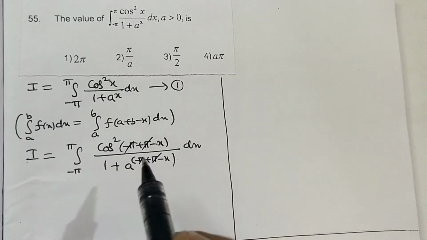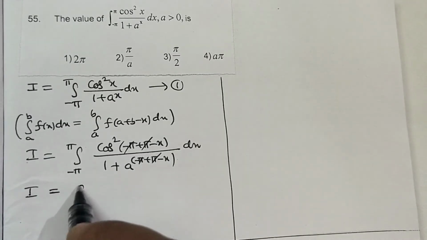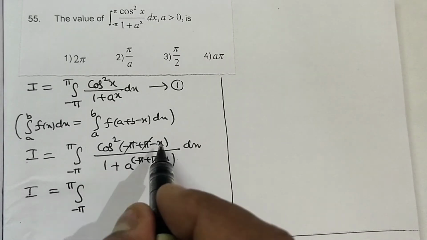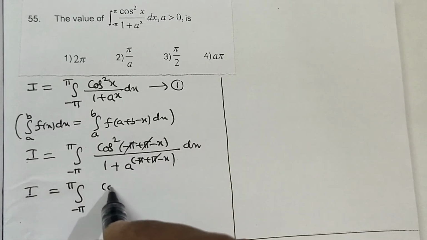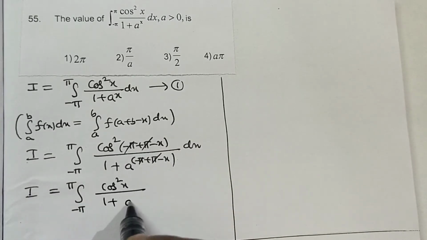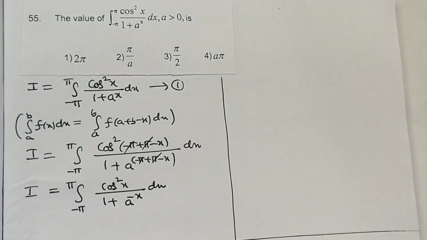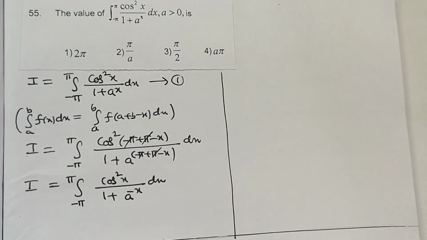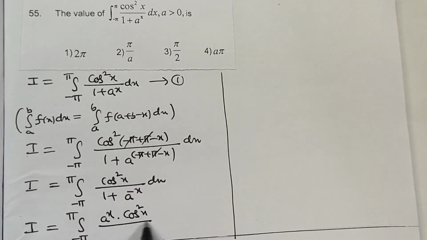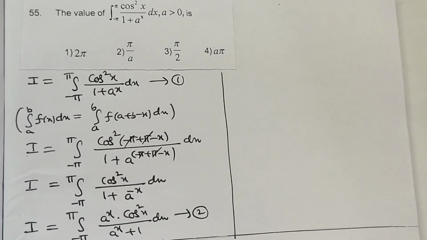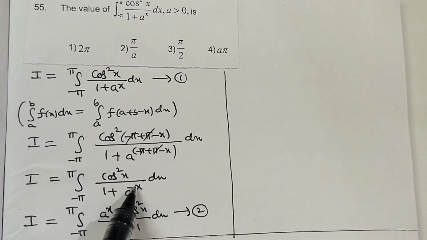Plus pi minus pi get cancelled. So I equal to integral minus pi to pi, cos of minus theta is cos theta, whole square. So cos square x divided by 1 plus a power minus x into dx. In the very next step, a power minus x is 1 by a power x. It will come to the numerator, integral minus pi to pi, so a power x into cos square x by a power x plus 1 into dx. You put this as equation number 2. I think you understand this one. Here a power minus x is 1 by a power x. After taking LCM, the denominator will become the numerator.